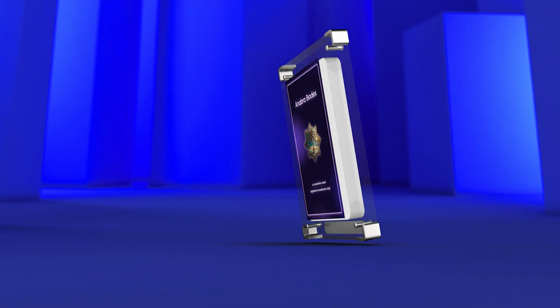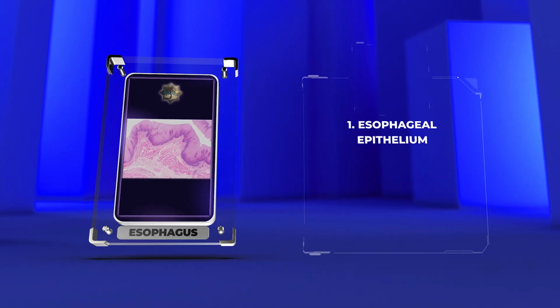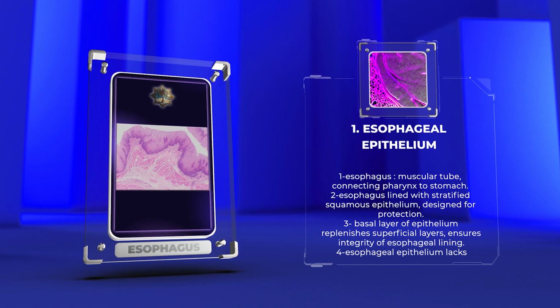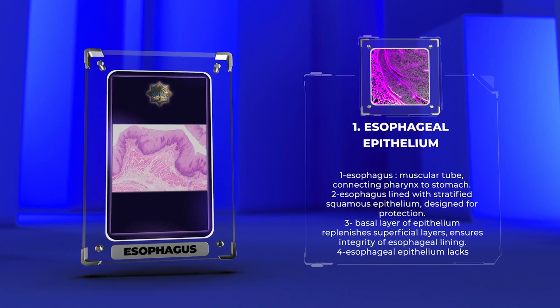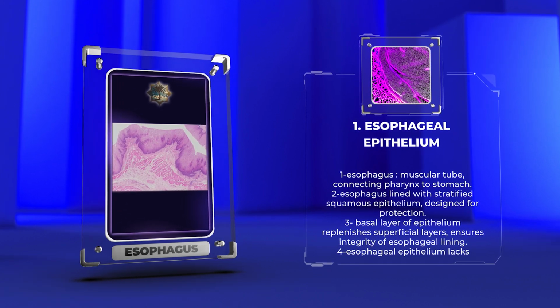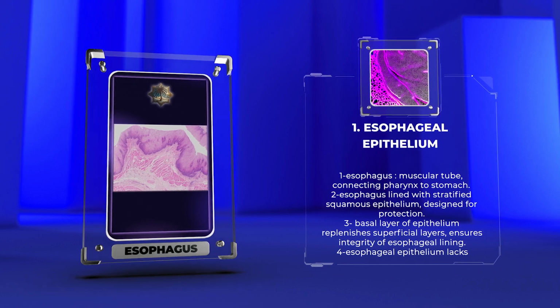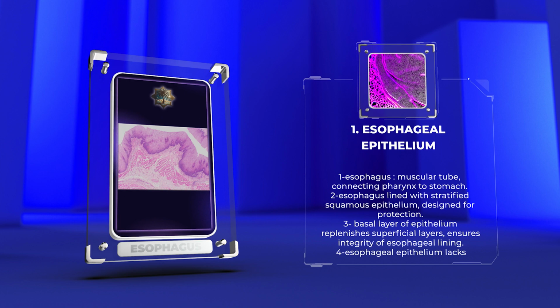The esophagus is a muscular tube responsible for connecting the pharynx to the stomach. At its most basic level, the esophagus is lined with a specialized stratified squamous epithelium. This type of epithelium consists of multiple layers of cells, designed to provide protection against the mechanical stress associated with swallowing and the passage of food.